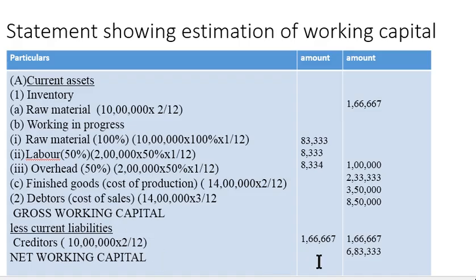There are no other expenses. So if you total, the same amount I have written here because there is only one amount: 1,66,667. From 8,50,000 you have to deduct 1,66,667. The remaining amount is called the net working capital, which is 6,83,333. This is called the net working capital. Okay, so this is how you have to compute it.